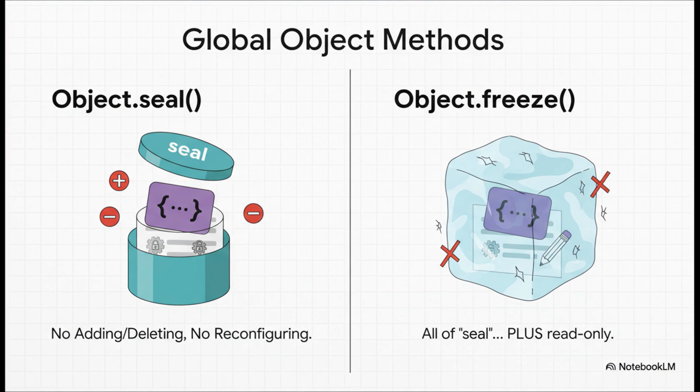Okay, there are a few of these methods, but the two main ones you really need to know are Object.seal and Object.freeze. So Object.seal stops you from adding or removing properties, and it makes all existing properties non-configurable. Then you have Object.freeze, which takes it a step further. It does everything seal does, but it also makes all existing properties non-writable. It's like putting your object in a block of ice, making it completely immutable.